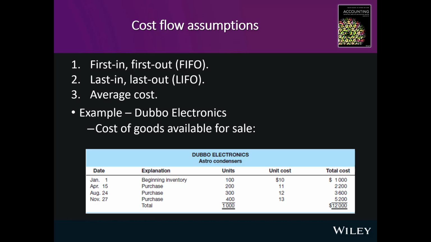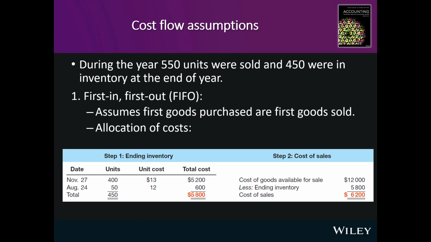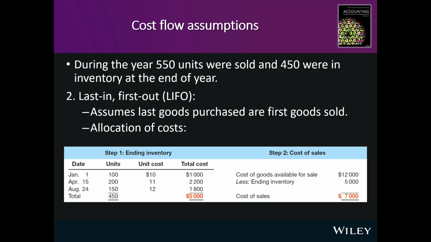So let's calculate. We have 400 times 13, plus 150 times 12. Total, that will be 7,000. Okay, clear? Last in, first out. So 7,000, is it correct here?